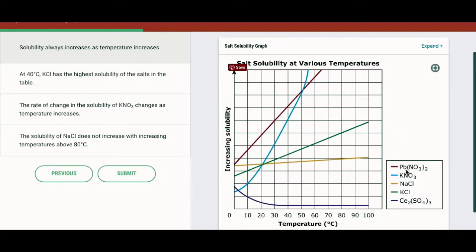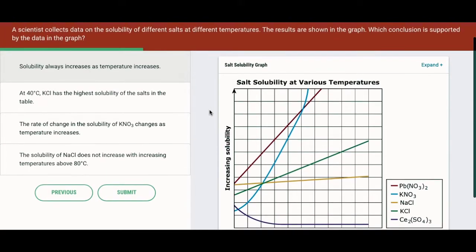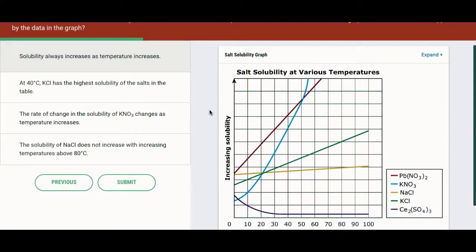And then we've got Pb(NO3)2, and we've got NaCl, which is just salt. That's like your table salt. But anyway, you don't have to know that much background information about solubility chemistry. You just have to use common sense, and you just have to look at the conclusion that the data points to. Okay, so let's use process of elimination.